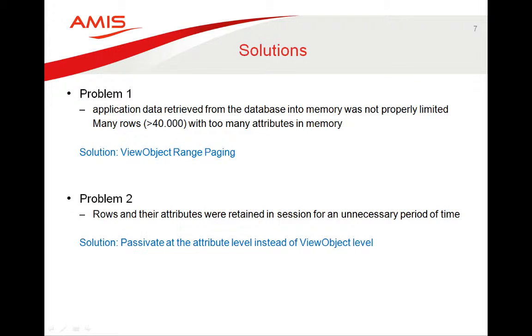To wrap it up, we had two problems. The first one was that the application data retrieved from the database into memory was not properly limited. The solution was to use view object range paging suggested by the ADF Performance Monitor. The second problem was that the rows and their attributes were retained in the session for an unnecessary period of time. And also the solution of the ADF Performance Monitor was used to passivate at the attribute level instead of the view object level. And with these two solutions we could reduce the memory consumption and solve our performance problems.